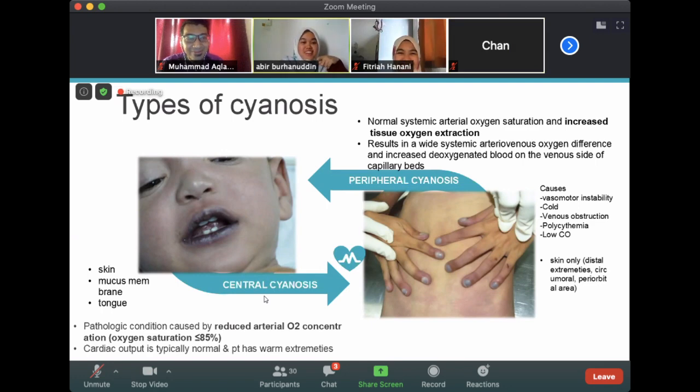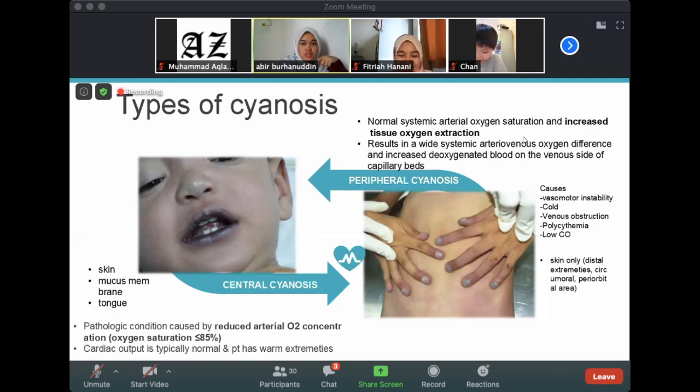Okay. Guys, continue. For central cyanosis, it is a pathologic condition caused by reduced arterial oxygen concentration, so it can be detected when the oxygen saturation is less than 85%. For peripheral cyanosis, there is normal arterial oxygen saturation. Back to central cyanosis, the cardiac output is typically normal and the patient has warm extremities. Central cyanosis involves the skin, mucous membrane, and the tongue. For peripheral cyanosis, it involves only the skin.